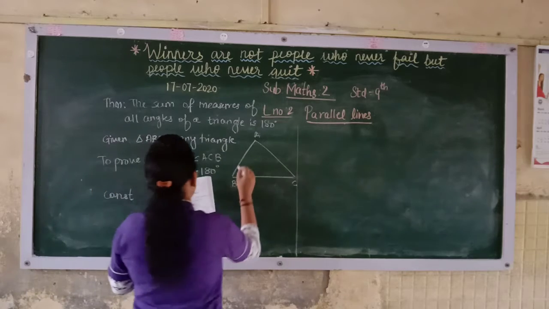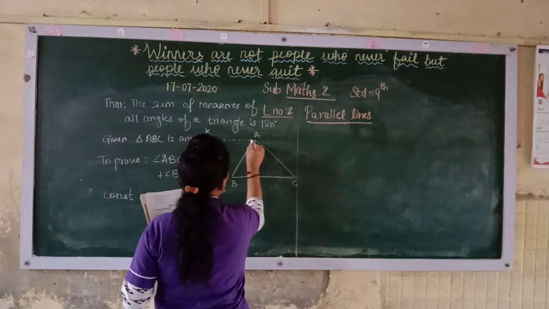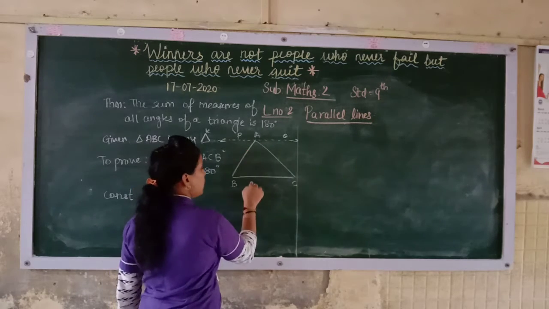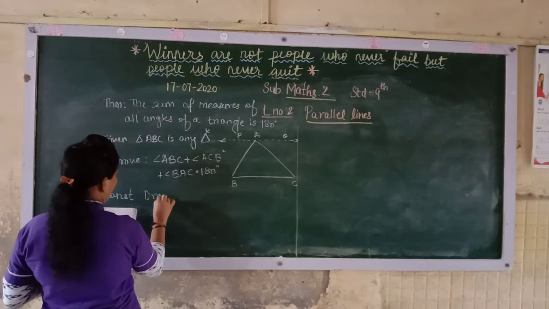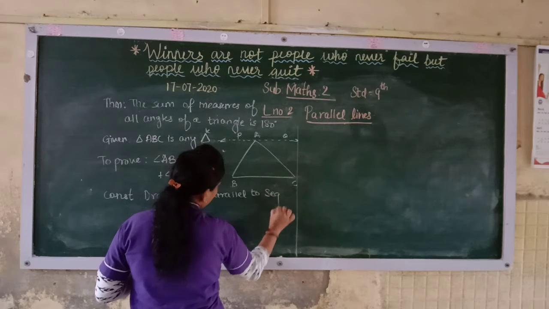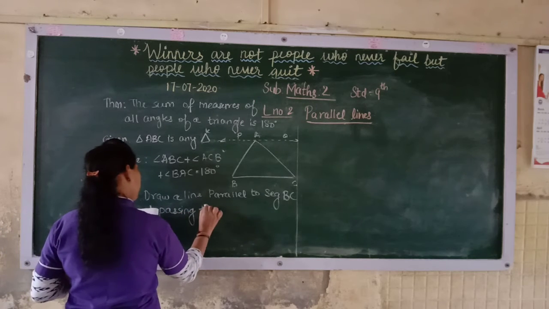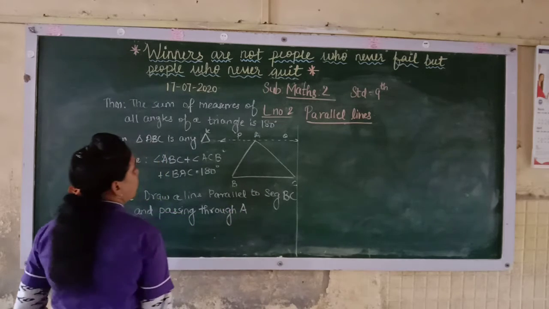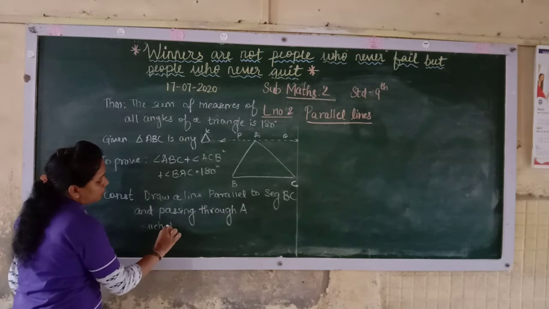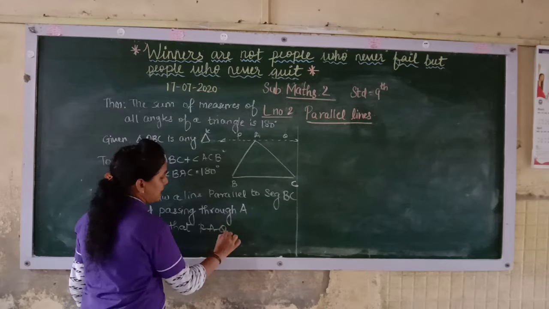So here you will have a construction. Here you have to draw one line PQ parallel to BC, passing through A. In construction, write down: draw a line parallel to segment BC and passing through A, such that P-A-Q, that means A is between P and Q.